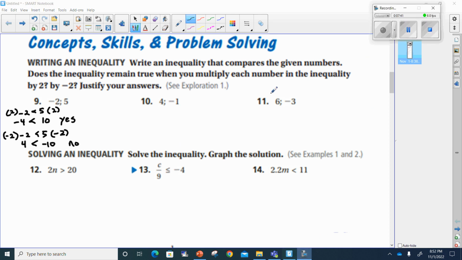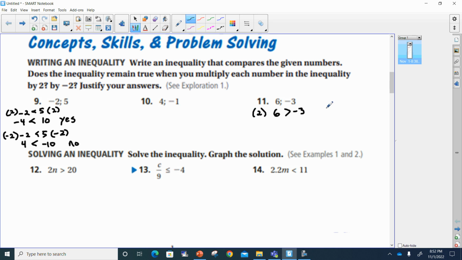All right, let's go to number 11 now, do the same thing. If I have 6, that is definitely bigger than negative 3. But if I multiply 6 by 2, and I multiply negative 3 by 2, I see that I'm going to have 2 times 6, which is 12, and that's definitely greater than negative 3 times 2, which is negative 6. So for this one, yes, it's true.